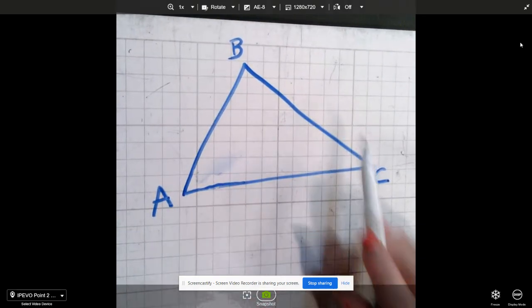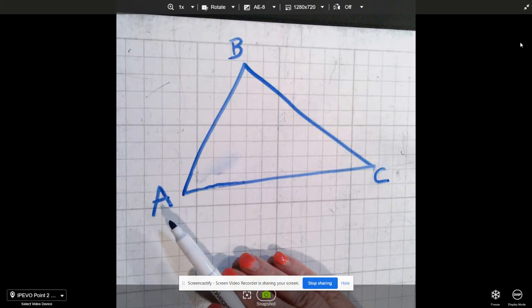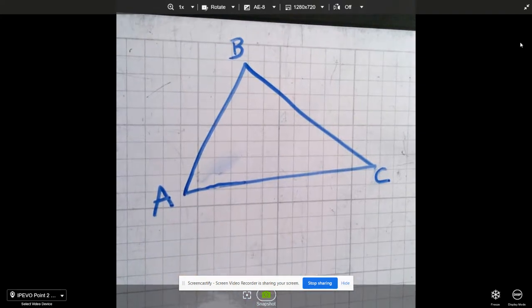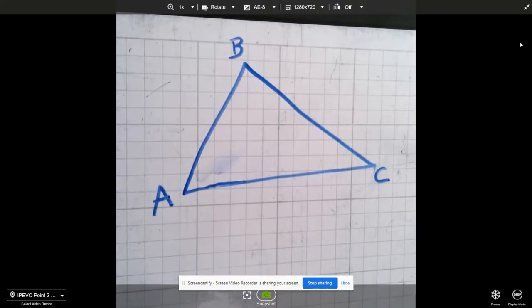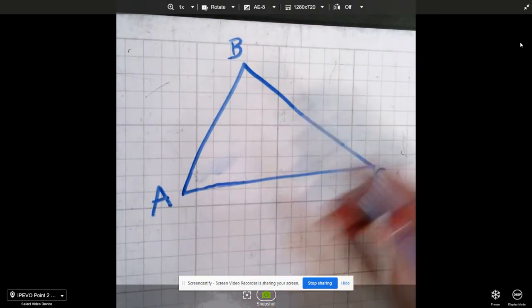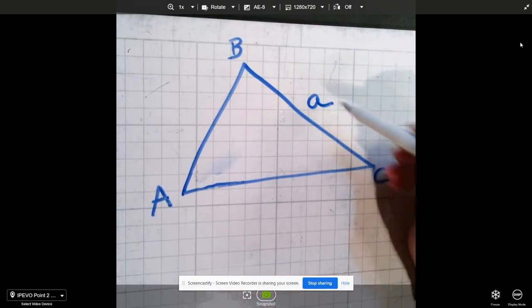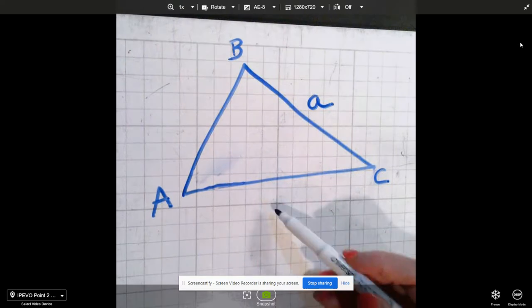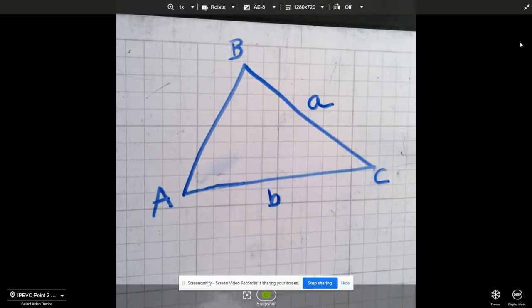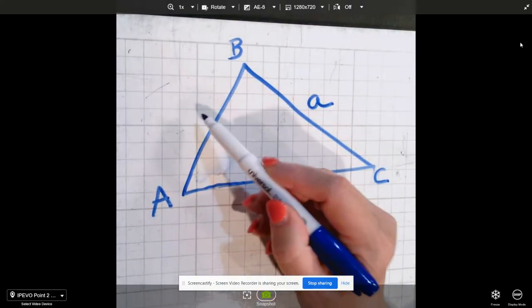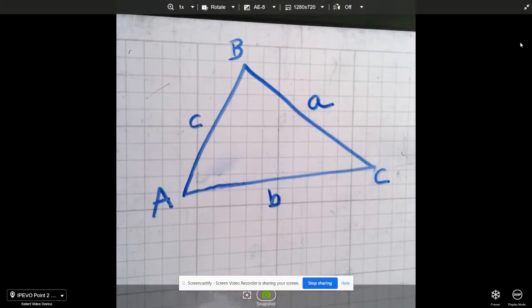One thing to remember, if you have some triangle, any old triangle, you have angle ABC. Remember, angles are always designated by capital letters. Across from angle A would always be side A. Across from angle B would always be side B, and across from angle C would always be side C.